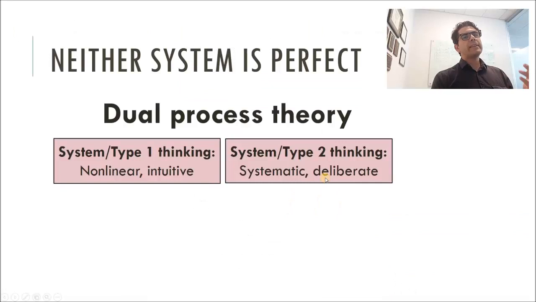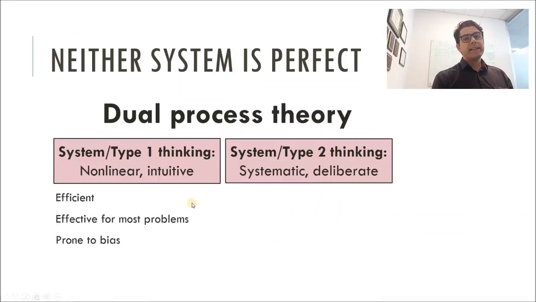So it's important to recognize that neither system is perfect. System 1 is nonlinear, it's intuitive, it's efficient, and it's effective for most problems, but it's prone to bias. Again, if you're tired, your brain's going to kick in and say, hey, this is easier than you think, man. There are different types of biases that trick us into that type of thinking that we'll talk about in a later talk. System 2 reasoning isn't perfect though either.